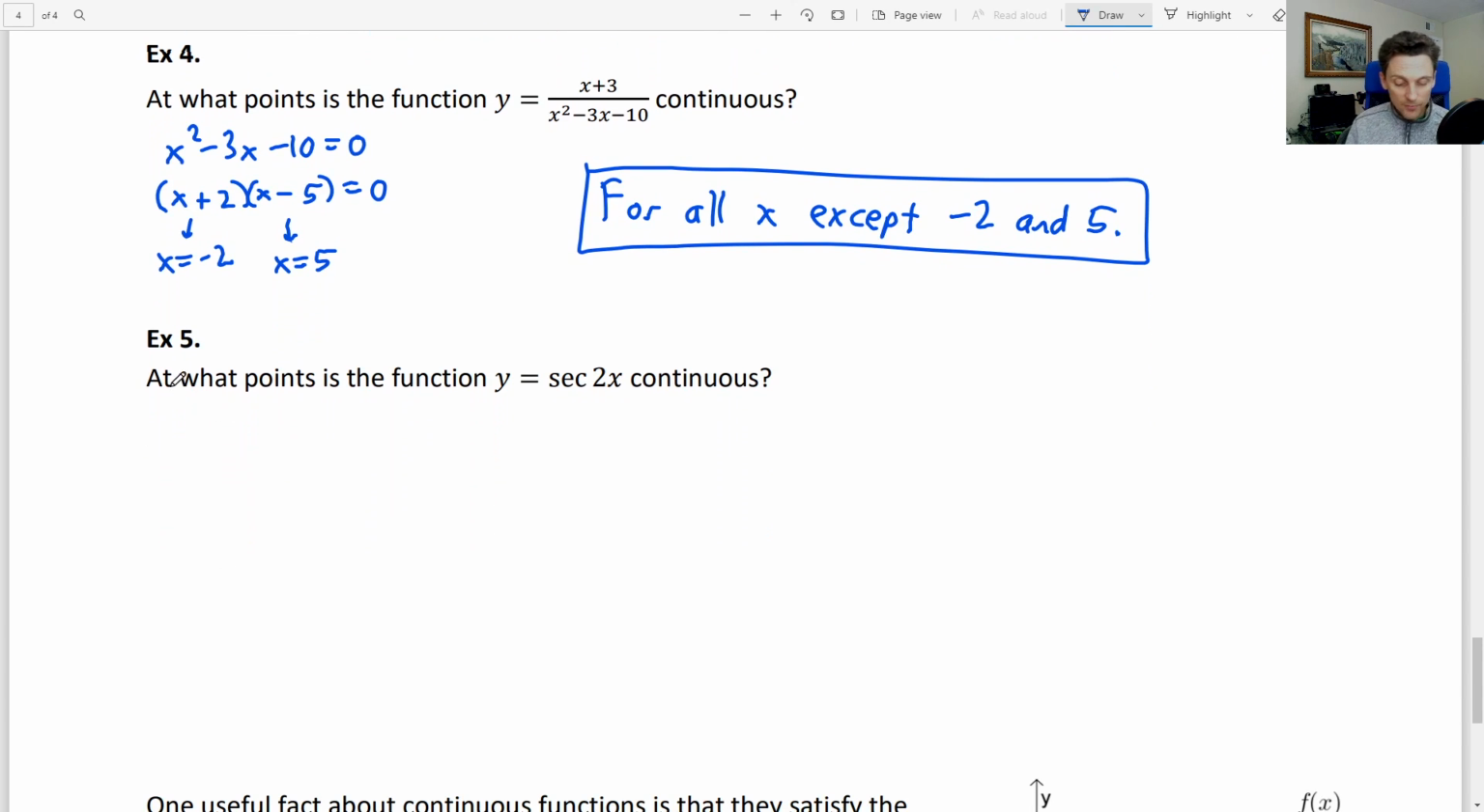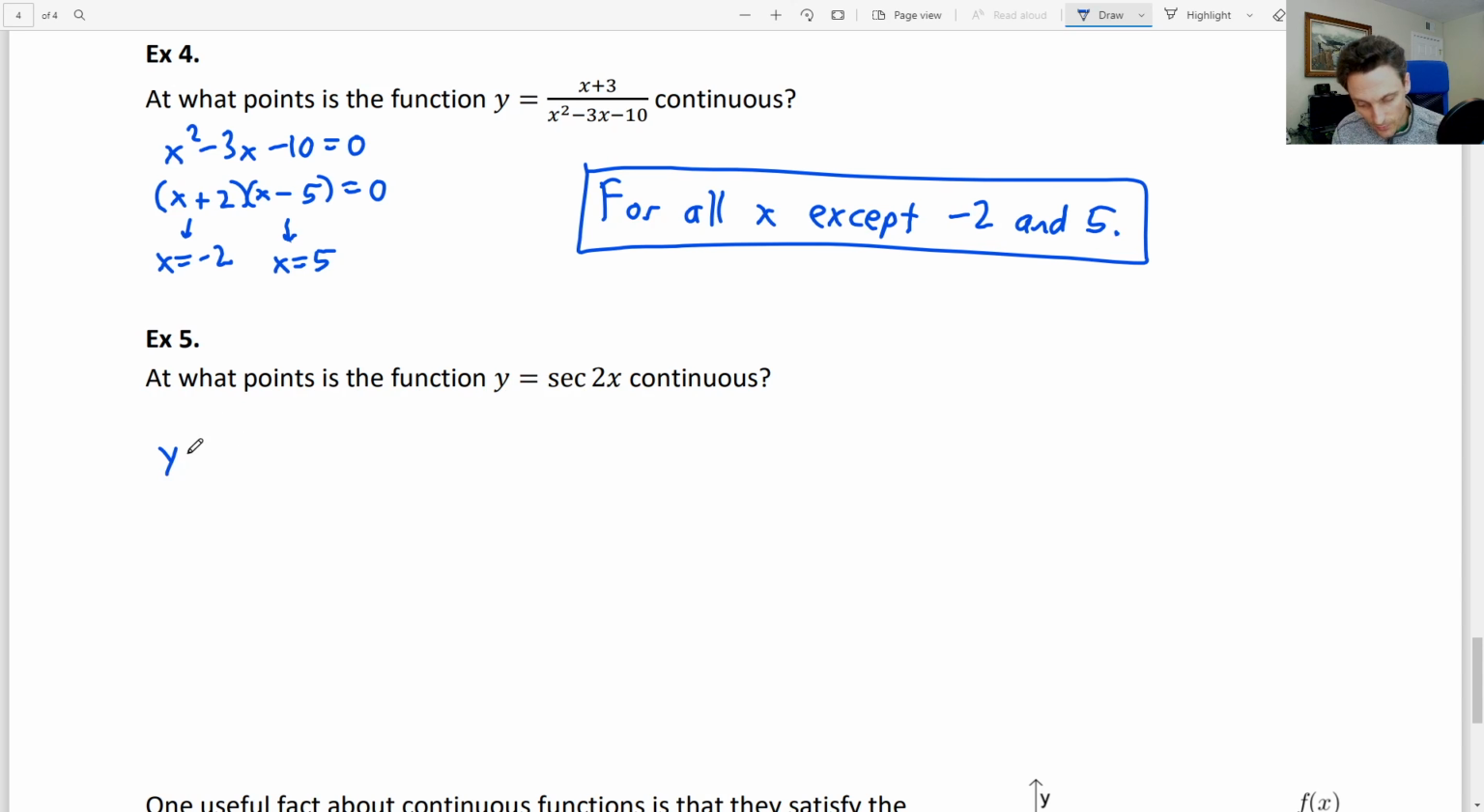In example 5, we're asked at what points is the function y equals secant 2x continuous. By the way, for the points here, what I intended to write is x values. So at what x values? We're not looking for points on the graph that is continuous. Otherwise, you'd have to list a whole bunch of these different points. So this is also meaning just x values. So at what x values is the function y equals secant 2x continuous?